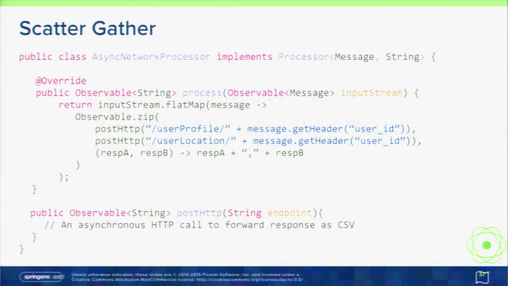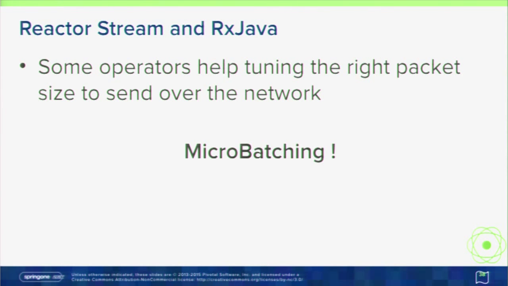In that case, I'm going to merge the result of an asynchronous HTTP call to the user profile, using the message header user ID. And I'm also going to, in parallel, aggregate the content of a user location, which might be a lat long. And these two HTTP calls might return a CSV string. So the zip operation is going to passively wait for one result and a second result from these two HTTP calls, combine them, build this massive CSV line you wanted to build, and pass it to your sync, for instance.